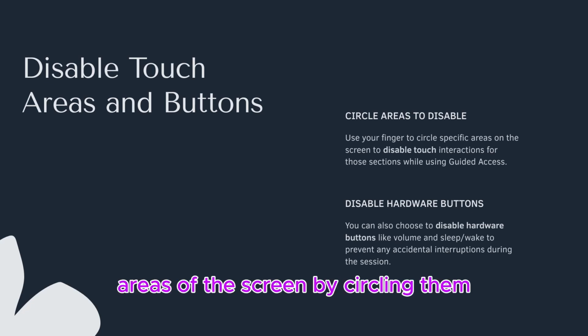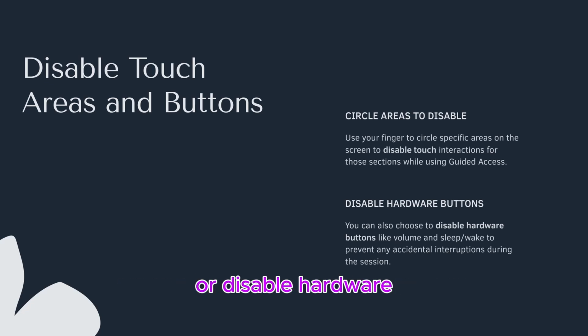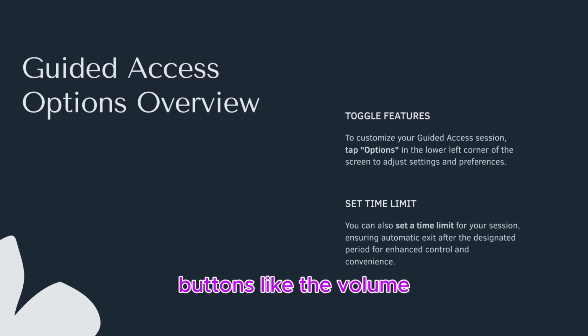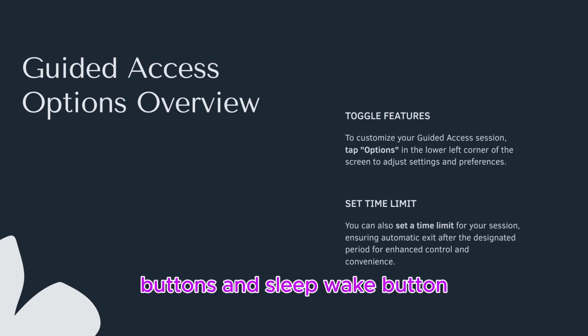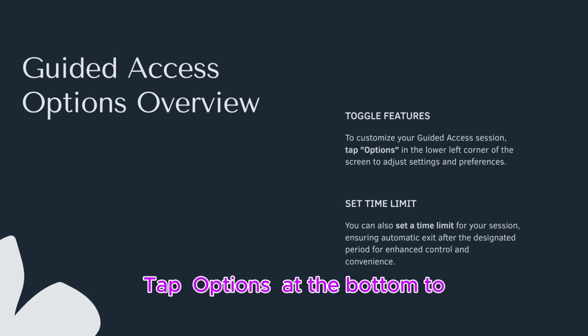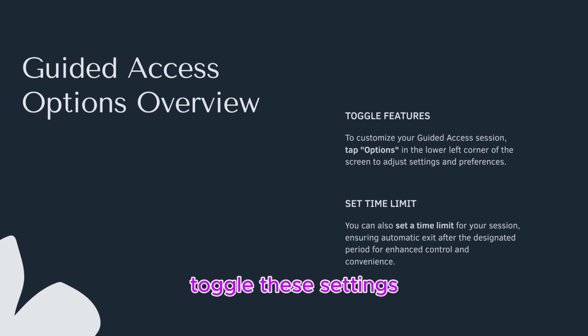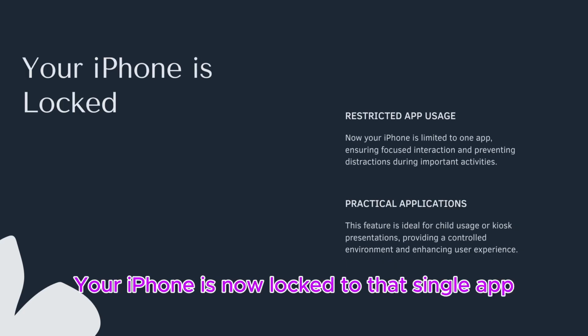You can disable areas of the screen by circling them, or disable hardware buttons like the volume buttons and sleep or wake button. Tap Options at the bottom to toggle these settings. Tap Start in the top right. Your iPhone is now locked to that single app.